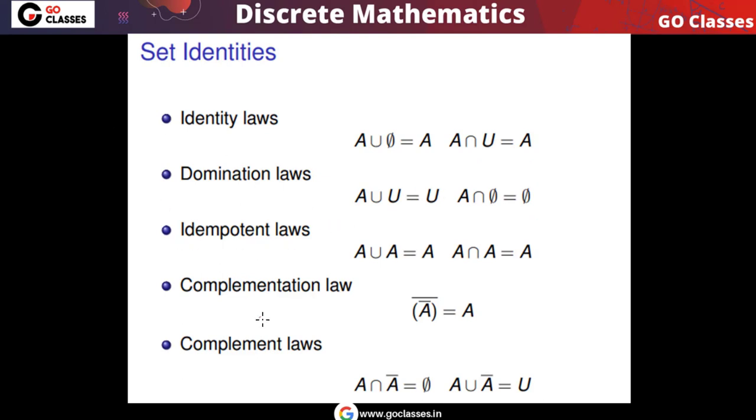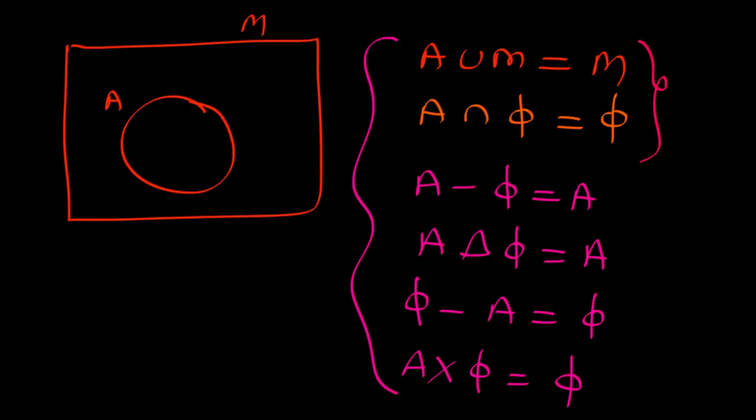What is the idempotent law? Idempotent law means basically A union A is A. So let's see the idempotent law.